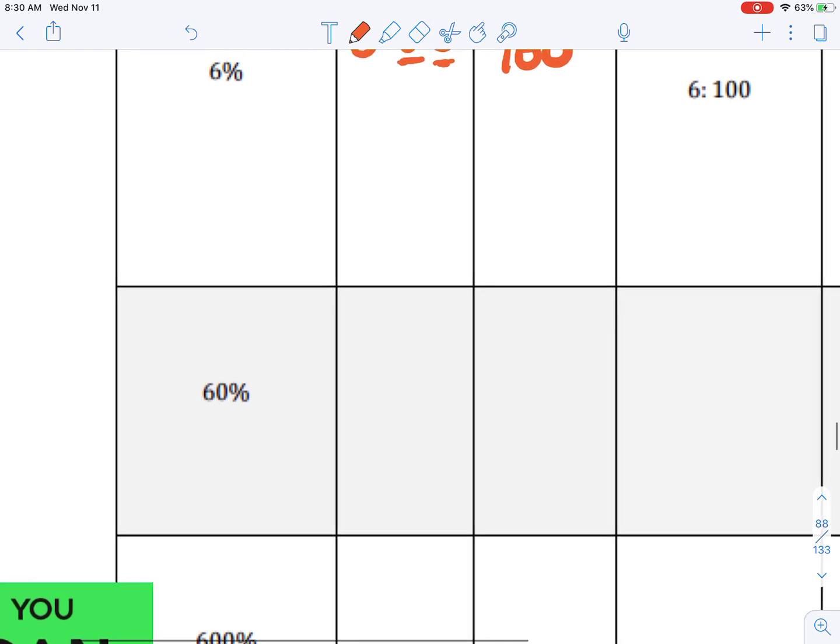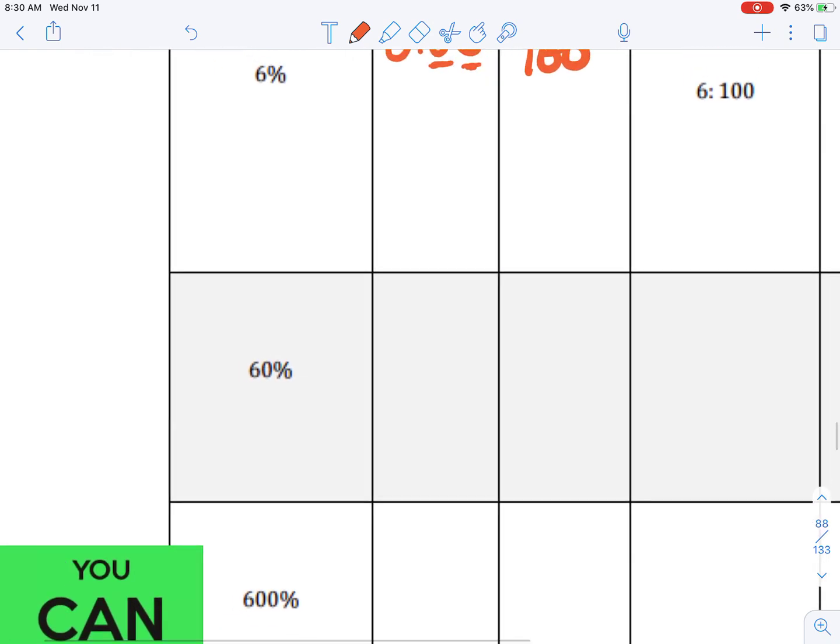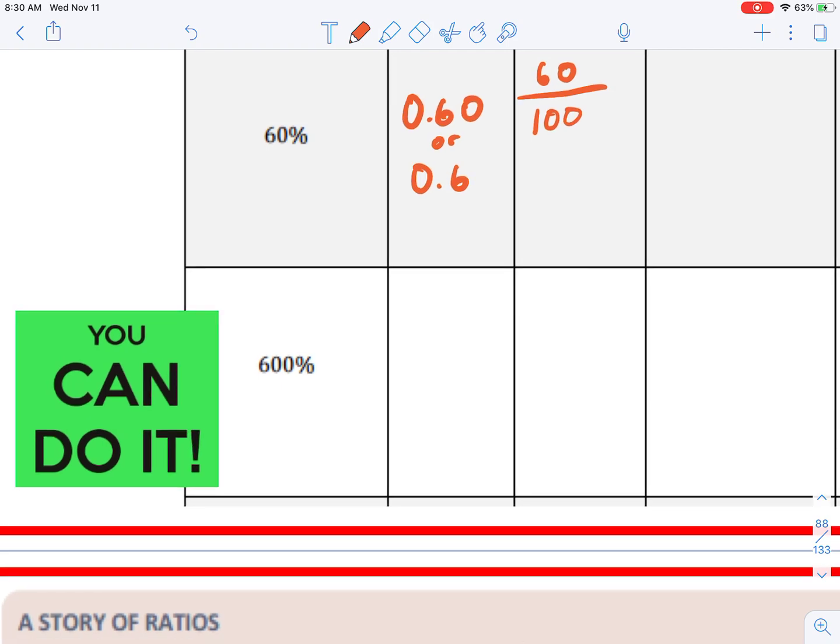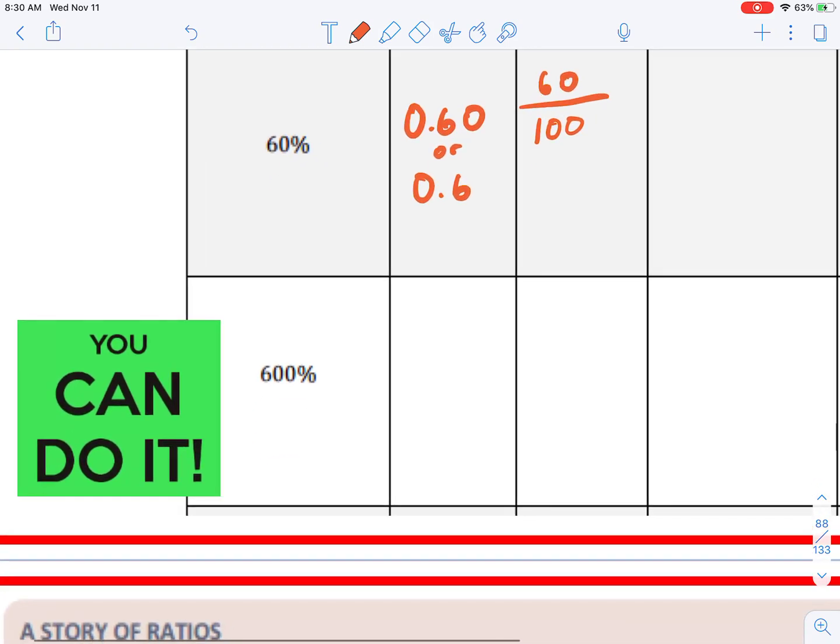Okay? Now let's move on to 60%. Now, 60% as a decimal is 0.6 or 0.60. Okay? And as a fraction, it would be 60 over 100. Okay? Now, it went from 6% to 60, now to 600%.